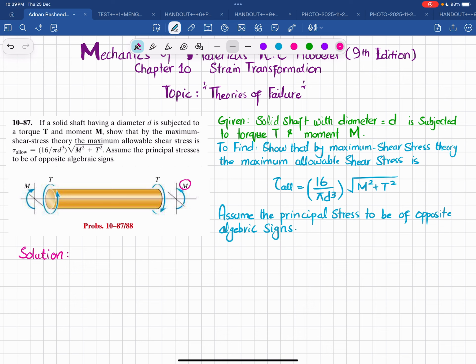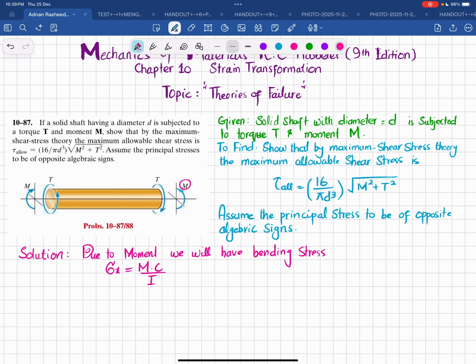Now you can see that due to the moment, we will have bending stress, which is equal to sigma x, and this sigma x will be equal to M into c divided by I, where M is the moment, c is the radius, and I is the moment of inertia.